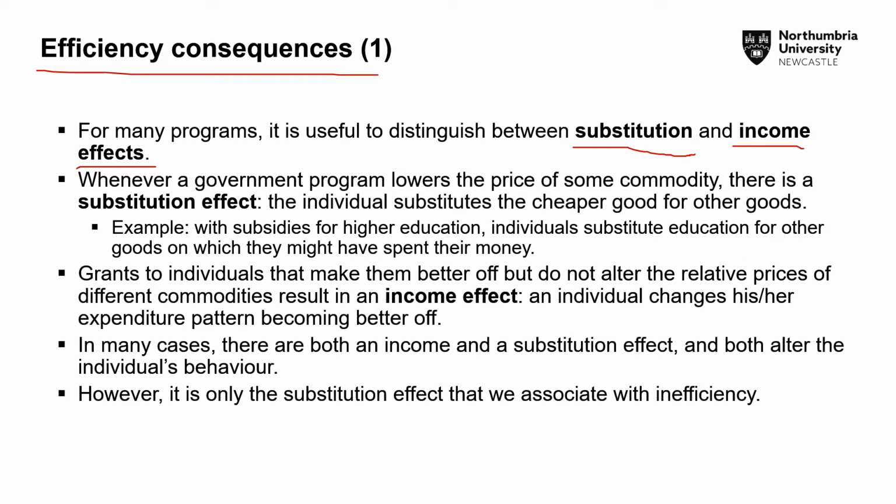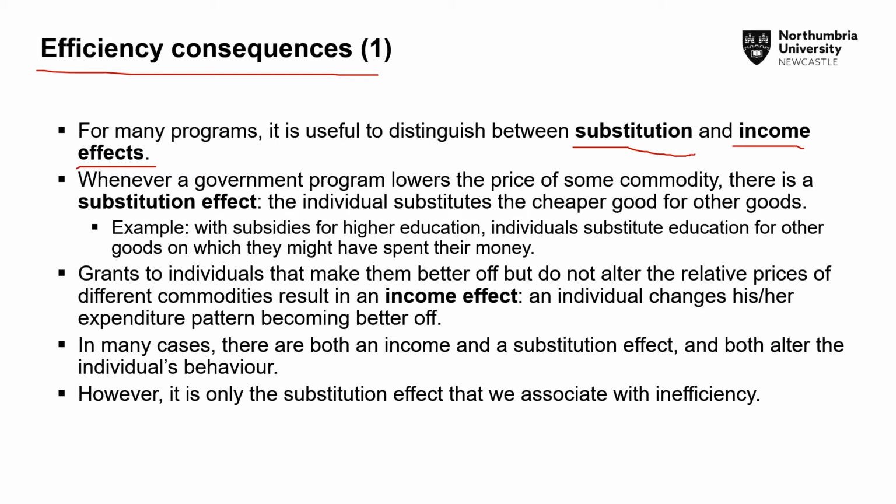So let's say you have a good that you originally paid £100 for, now you are paying £80 for it. What happens if a subsidy is provided because of government intervention, so that you are now paying £80? Well, what arises is a so-called substitution effect. The individual substitutes the cheaper good for other goods. In other words, individuals shift to consuming more of that good because it is now cheaper.